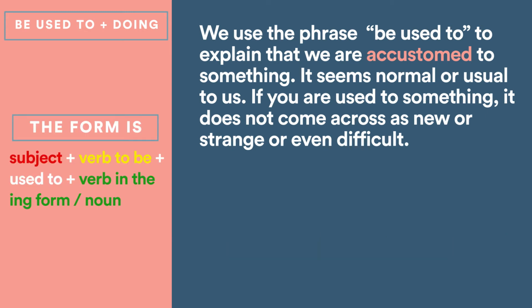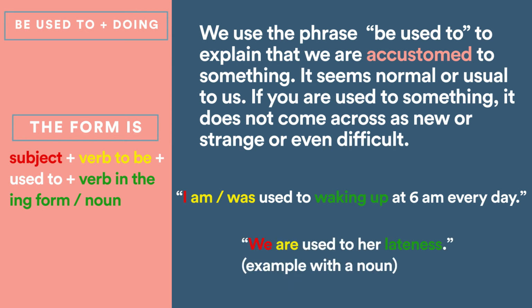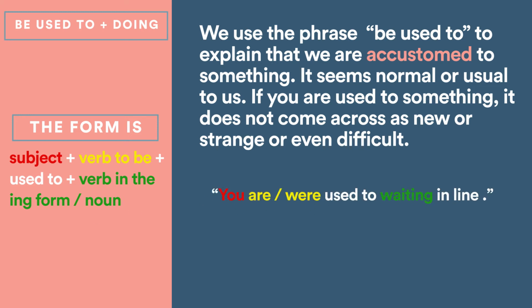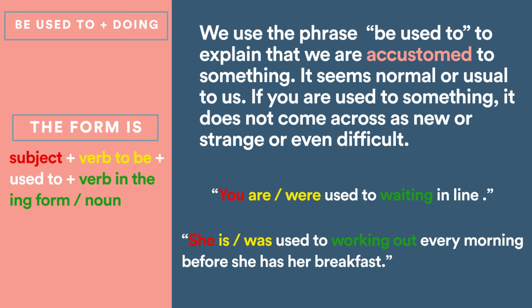I am used to waking up at 6 a.m. every day. I was used to waking up at 6 a.m. every day. We are used to her lateness. An example with a noun. You are used to waiting in line. We were used to waiting in line. She is used to working out every morning before she has her breakfast. She was used to working out every morning before she had her breakfast.